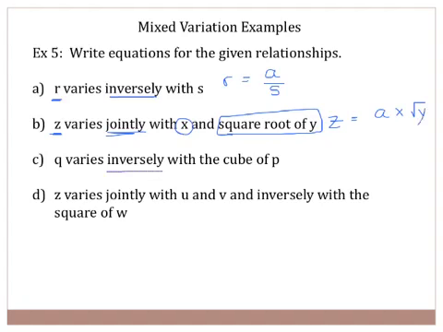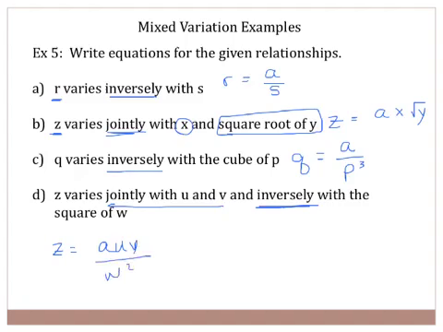Q varies inversely. That's a division. So here's your constant, cube of p. And then the last one, you're doing a combination, jointly with u and v. That multiplies. Inversely means you're going to divide. So your first variable and your constant, jointly, u times v, inversely square of w. And this is just a little practice for solving the problems.